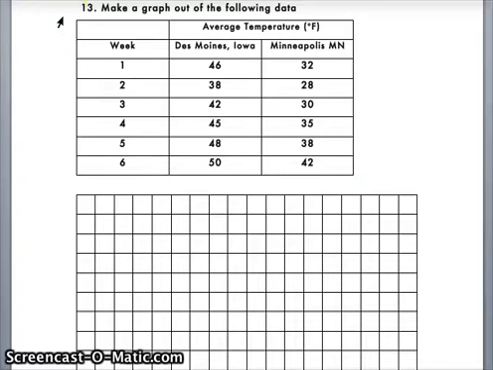In this last section, you're going to make a graph out of the following data. We have our weeks listed in this column, and average temperatures of 2 different cities listed here and here. Make a graph out of this data below.